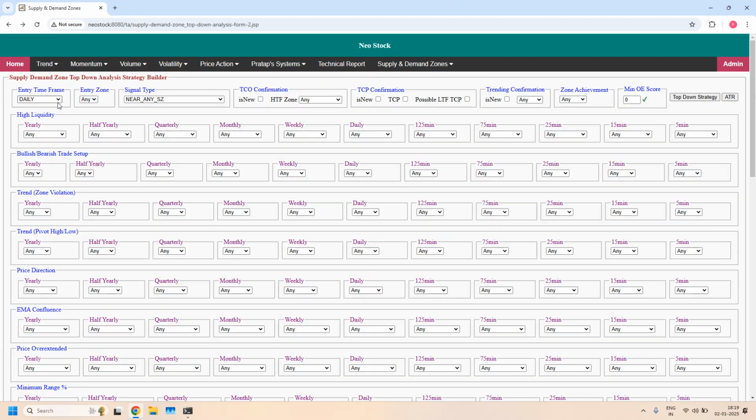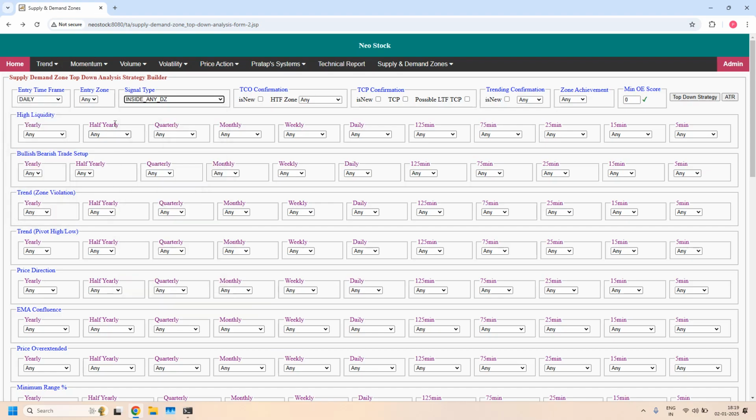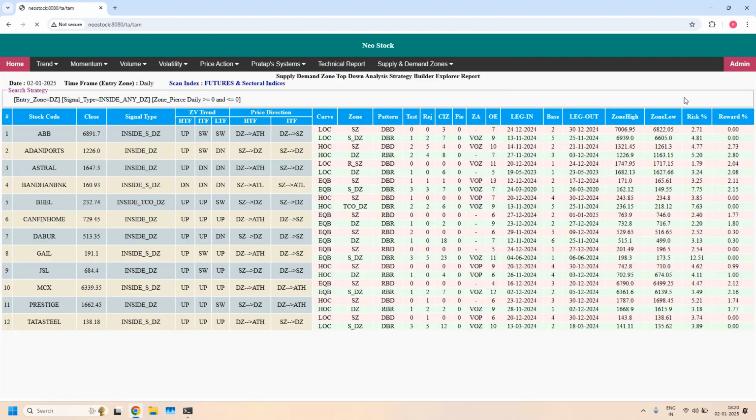Okay, next, for daily time frame, price closed inside the daily demand zone, and these daily demand zones should not be pierced. So in the pierced count at daily time frame, I am setting minimum value 0, maximum value 0. Let's filter. We got 12 stocks. Currently price closed in these 12 daily demand zones.